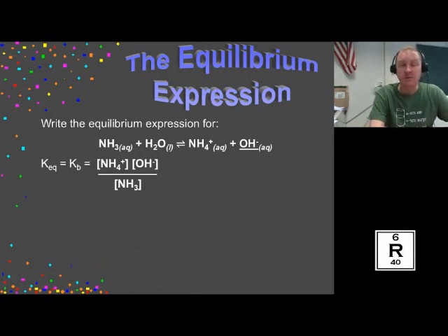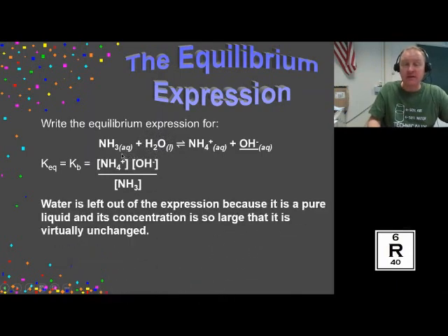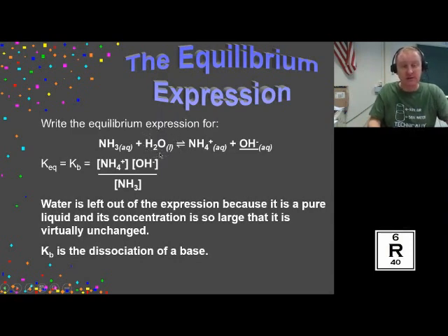Notice that the water is not listed, because why? Water is a pure substance. We only list things that have concentrations. Although water does have a concentration because there's some ammonia in here, it's so concentrated, it just really throws off all the calculations to even include it. So it doesn't affect it, I should say, because the K will adjust for that large number. So it's the products over the reactants.